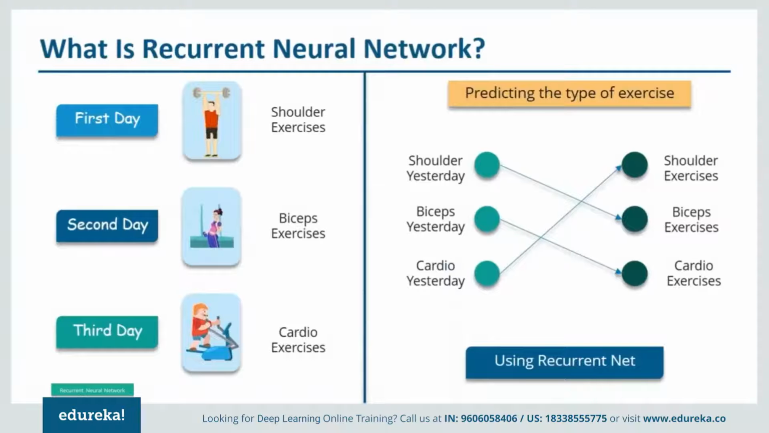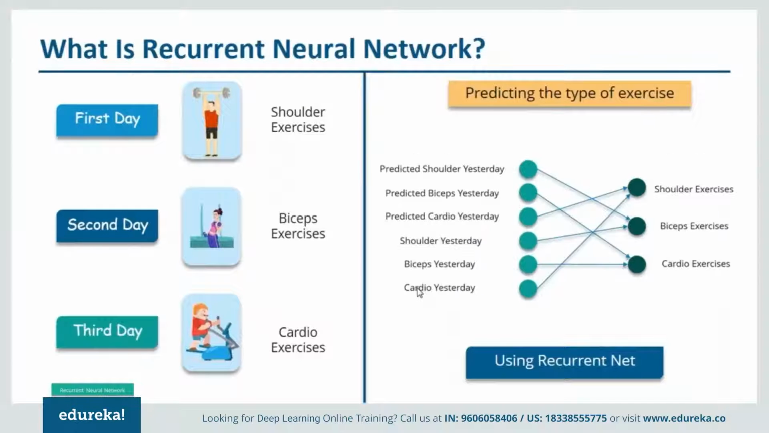Now there can be one scenario where you are unable to go to the gym for one day. Due to some personal reasons, you could not go to the gym. Now what will happen at that time? We'll go one timestamp back and we'll feed in what exercise happened the day before yesterday. So if the exercise that happened the day before yesterday was shoulder, then yesterday there were biceps exercises. Alright, similarly, if biceps happened the day before yesterday, then yesterday would have been cardio exercises. Similarly, if cardio happened the day before yesterday, yesterday would have been shoulder exercises.